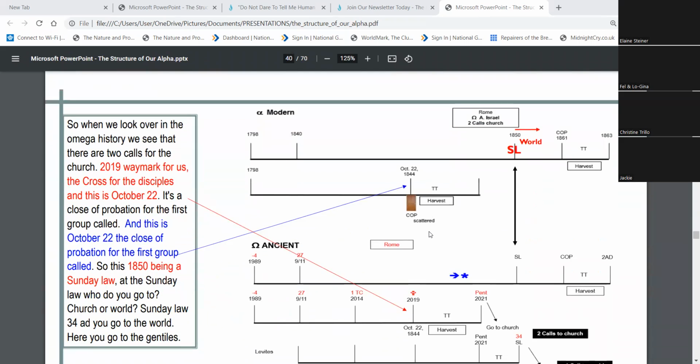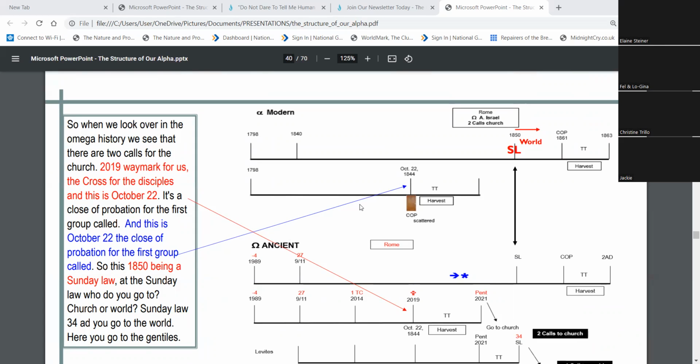So when we look over in Omega history, we see that there are two calls for the church. 2019 waymark for us, the cross for the disciples, and this is October 22nd. It's a close of probation for the first group called. And this is October 22nd, close of probation for the first group called.